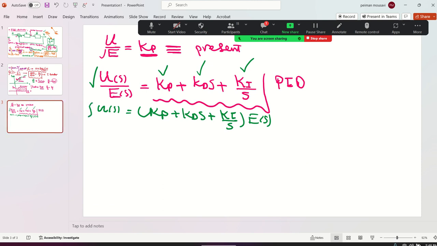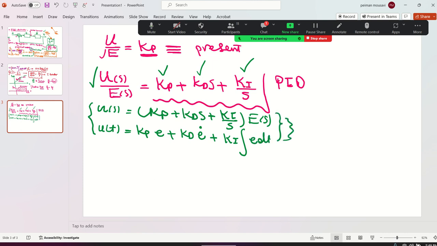This is the frequency in the time domain. u(t) in PID is going to be Kp e plus Kd e dot, the derivative, plus Ki, the integration of e dt. I just transformed it to the frequency domain.